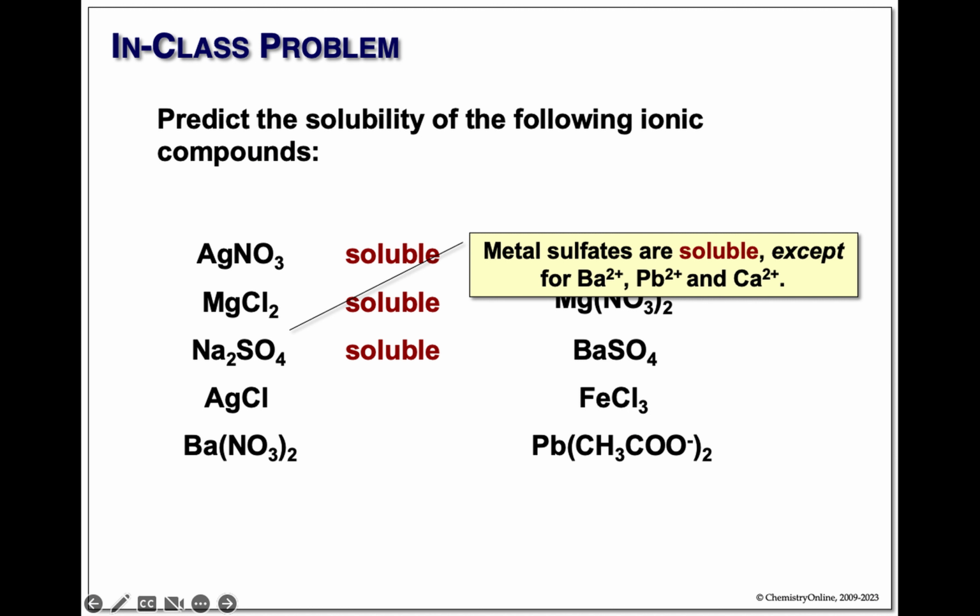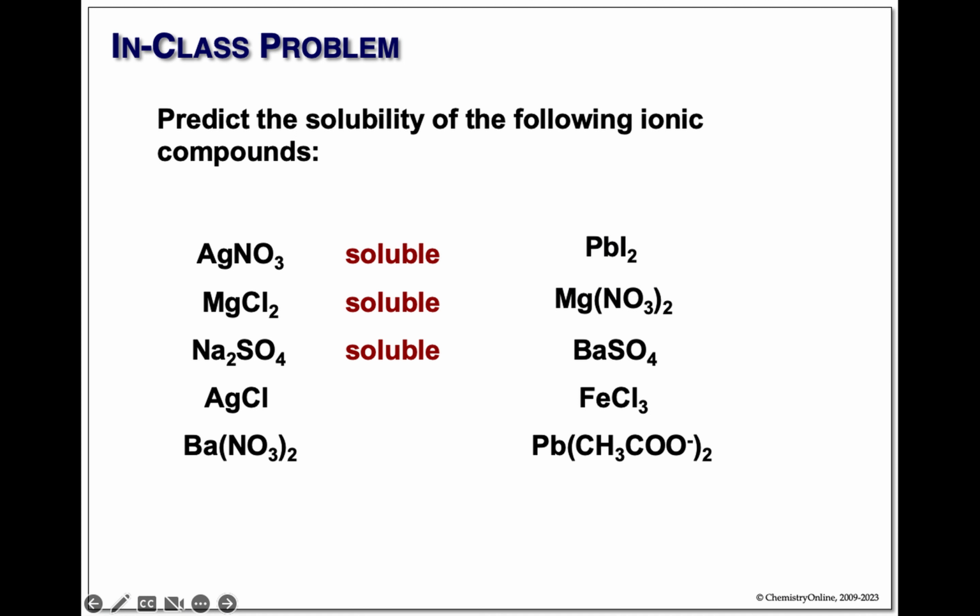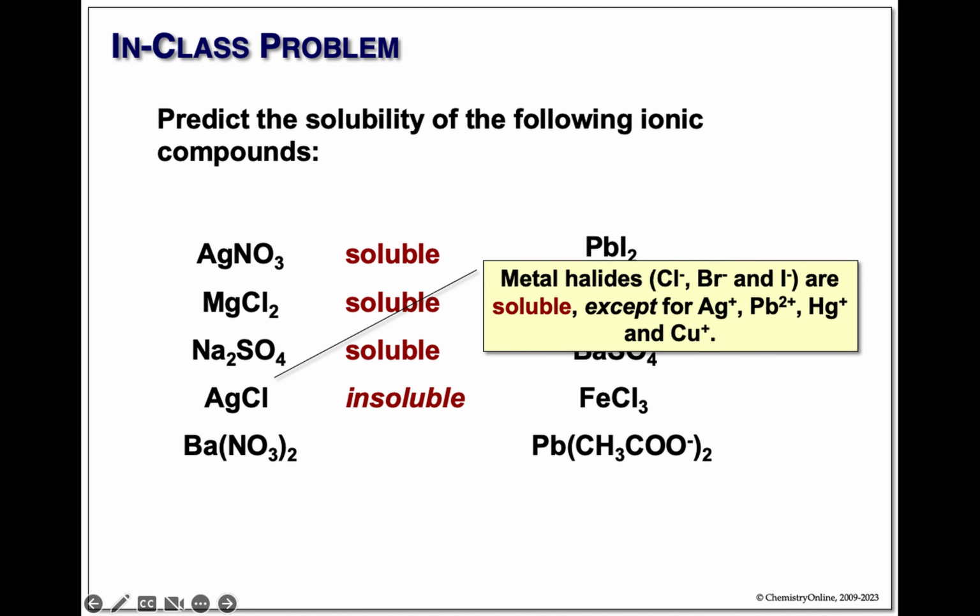Sulfates, the bad guys, are barium, lead, and calcium. There's our friend silver again. We know that it's a bad actor sometimes. It's a bad actor when it's combined with a halide. Silver chloride, heavy metal, insoluble. Most of them are soluble. Silver, lead, mercury, and copper are not.